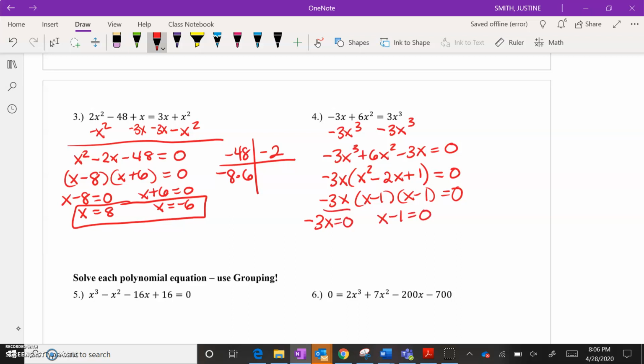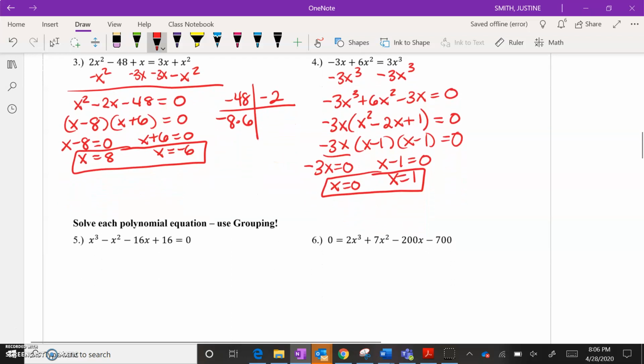And I'm actually just going to do the x minus 1 equals 0 once, because just like we saw above, if it's the same thing, it's obviously just going to be x equals 1, and you don't have to write that out 2 times. Okay, so you would just have x equals 0 and x equals 1.